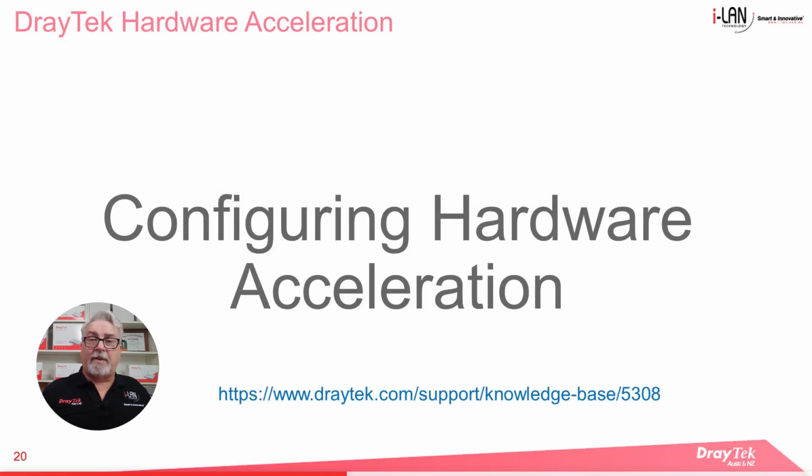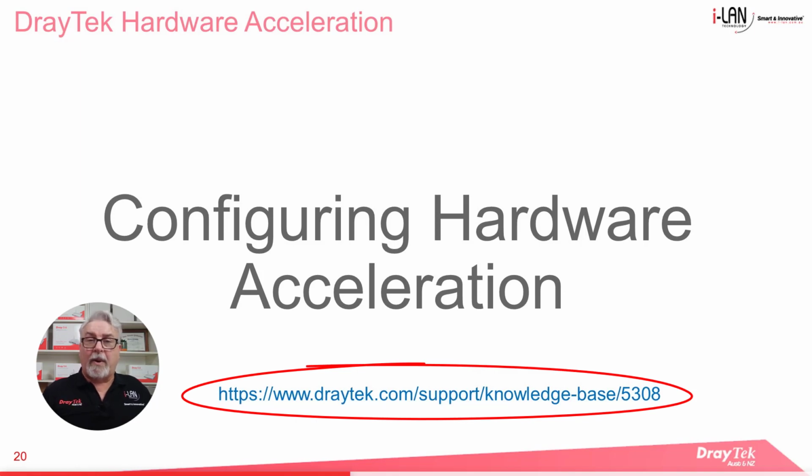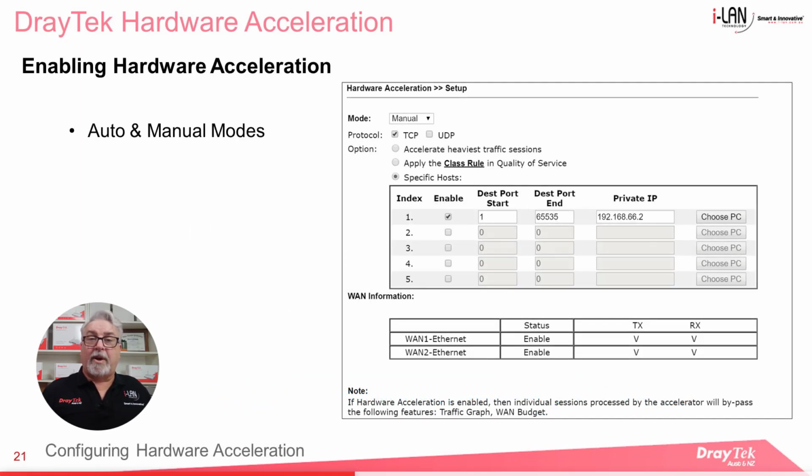Okay, let's now check out the steps to configure hardware acceleration. There's an application note number 5308 in our knowledge base that goes into more detail. I'll include a link to that in the description below. The configuration options are different between older router models and the latest models. In older routers, there are two options for hardware acceleration, auto and manual. In auto mode, hardware acceleration will automatically apply to the heaviest TCP sessions. In manual mode, the network administrator can choose to accelerate the sessions of a certain protocol, source IP, or QoS class.